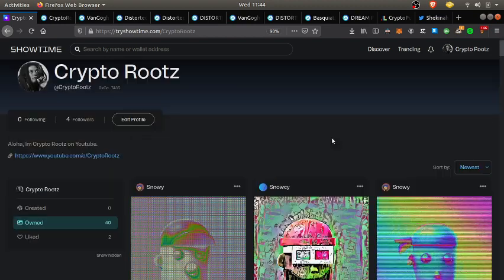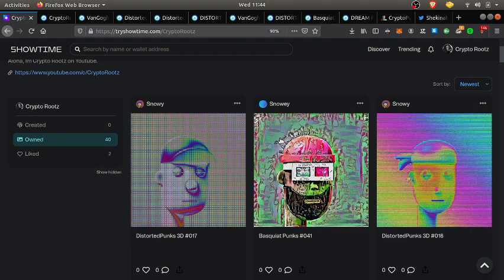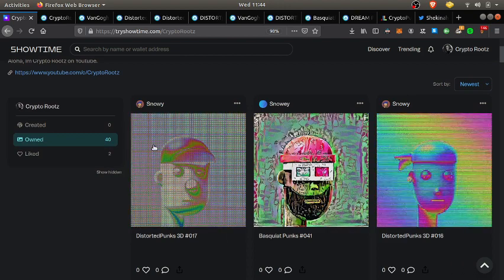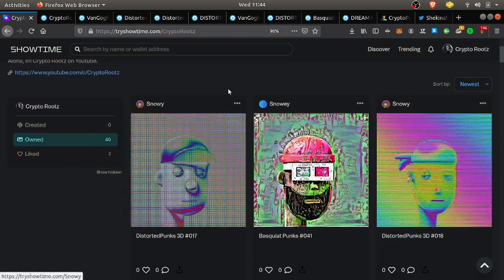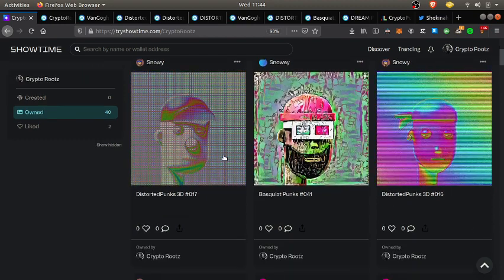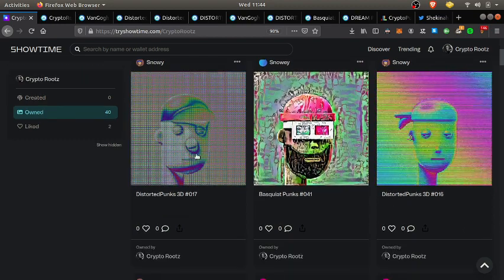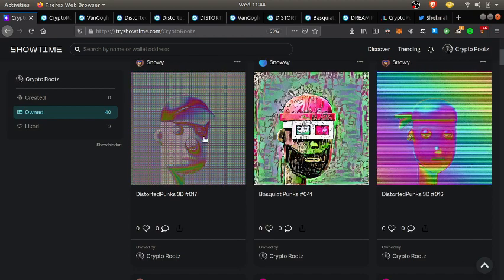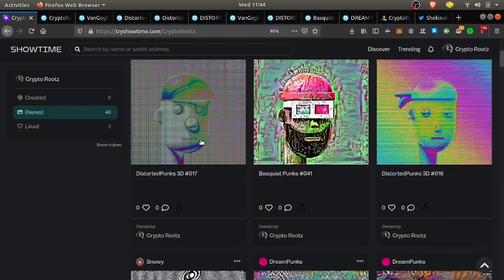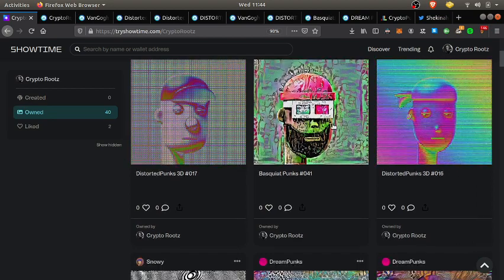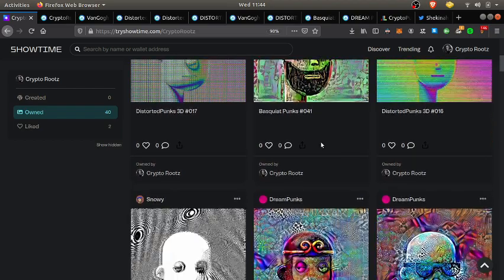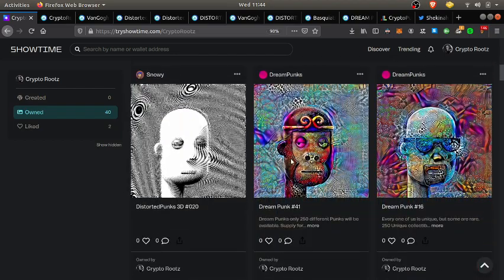Your boy Crypto Rootz is a fine arts NFT CryptoPunk collector. I got over 40 of them, okay? Now, here's some of my newest ones, the distorted 3D LSD style type punks, right? Here's my newest Basquiat punk. This is number 6 Basquiat punk. You know what I'm saying? And here's my other psychedelic punks.